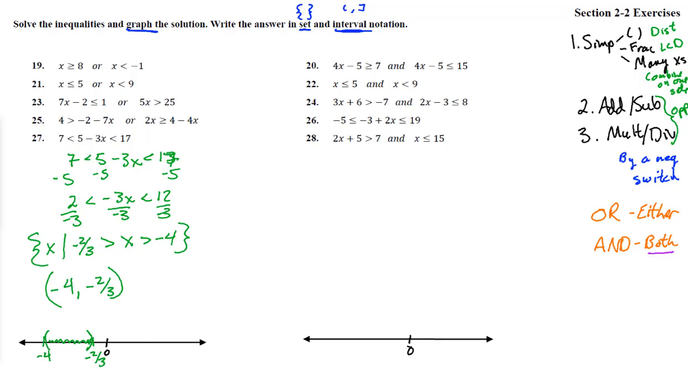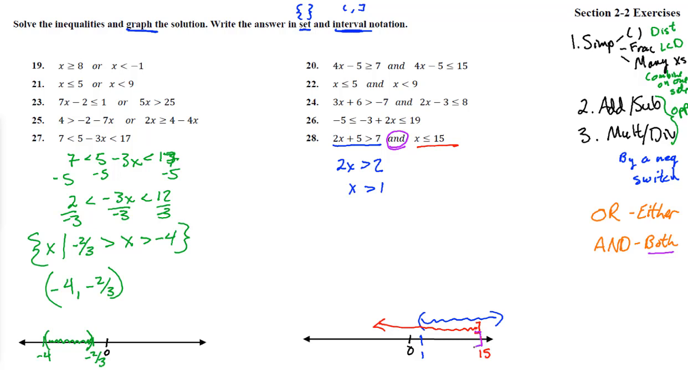Good. And number 28. 2x plus 5 is greater than 7. So subtract 5 from both sides. We have 2x greater than 2. Divide by 2, we have x greater than 1. So we have a 1 here, and we're going to go greater than 1 up that direction. It says x is less than or equal to 15. So if 15 is right up here, less than or equal to will be a bracket and comes down here like that. All right, and the word in the middle, the conjunction between them, is that it is an and. So we have to find all the points that are in both of them.